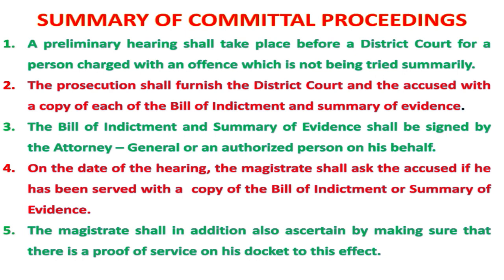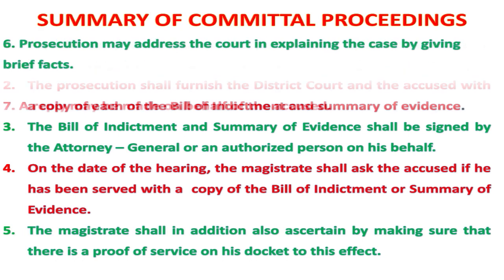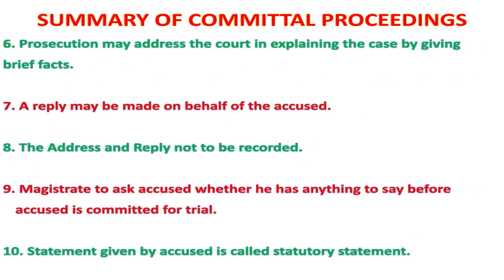Once the magistrate ascertains that there is proof of service, they will go to number 6, that the prosecution may now address the court in explaining the case by giving brief facts. After the prosecution has given their brief facts, then the accused may also give a reply, either personally or through the accused person's lawyer. The address and the reply of both the prosecution and accused are not to be recorded.